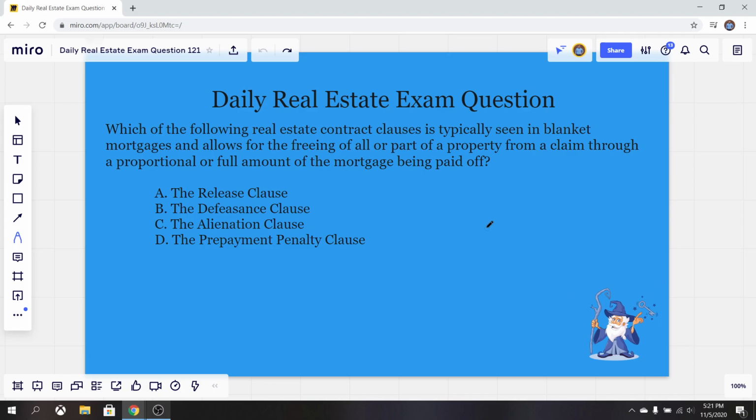The question states, which of the following real estate contract clauses is typically seen in blanket mortgages and allows for the freeing of all or part of a property from a claim through a proportional or full amount of the mortgage being paid off? And it gives us four options. A, the release clause. B, the defeasance clause. C, the alienation clause, or D, the prepayment penalty clause.